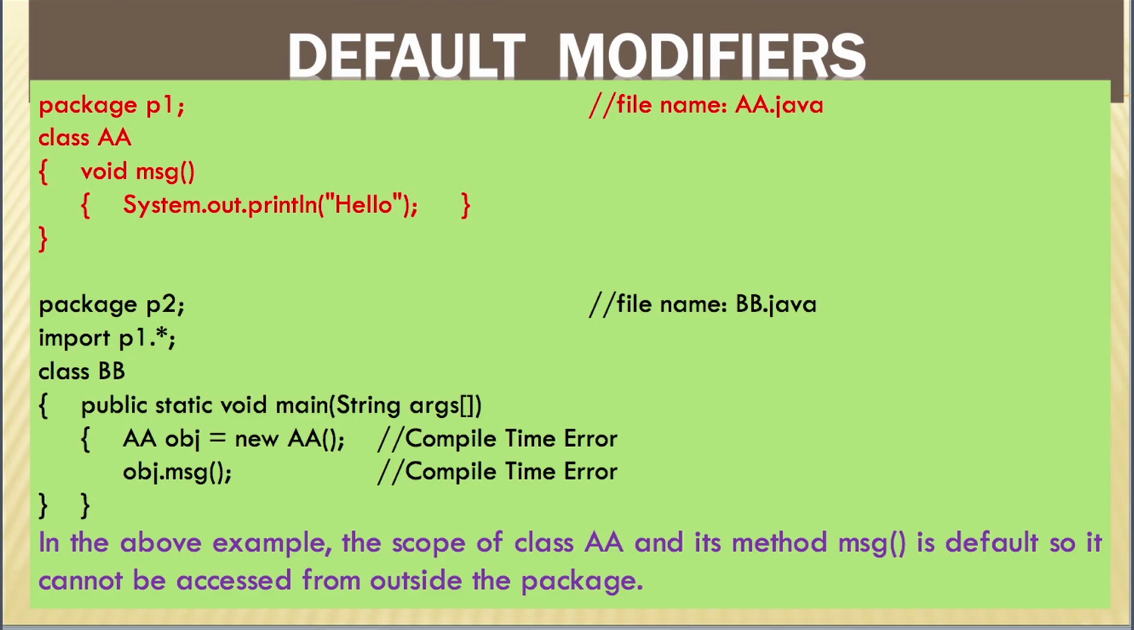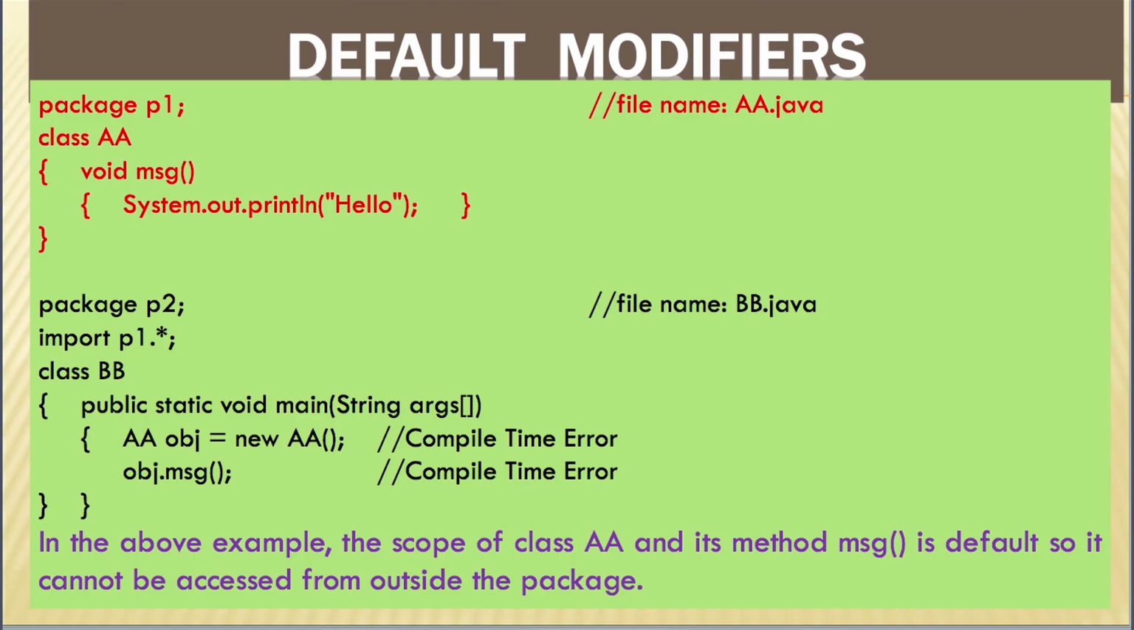Now see the other package, that is the P2 package. In this P2 package, in the second line, we are writing import P1 dot star, then a semicolon at the end. So it means we are importing the previous package. The first package is P1 and the second package is P2.